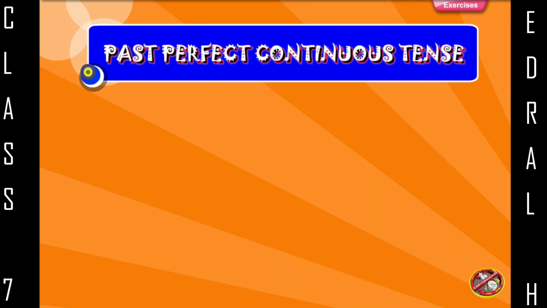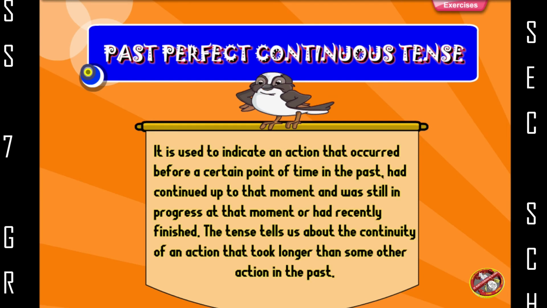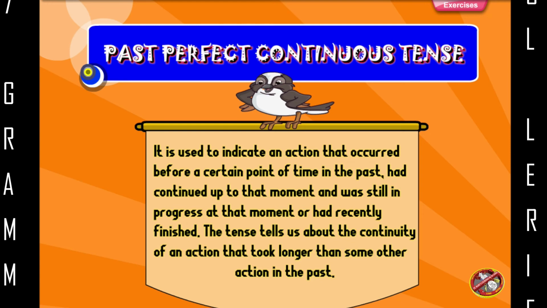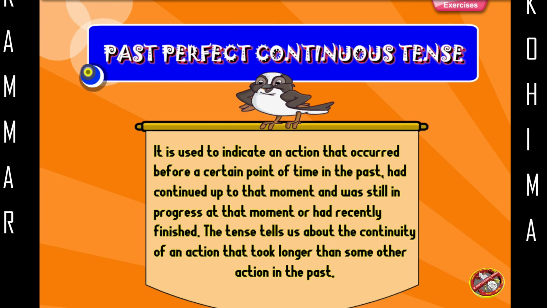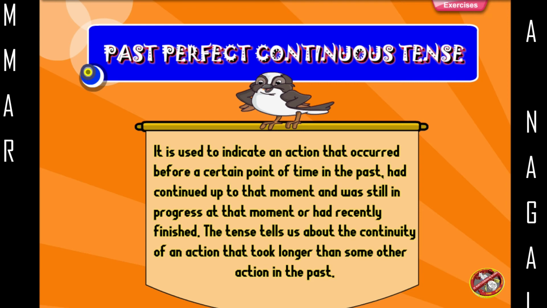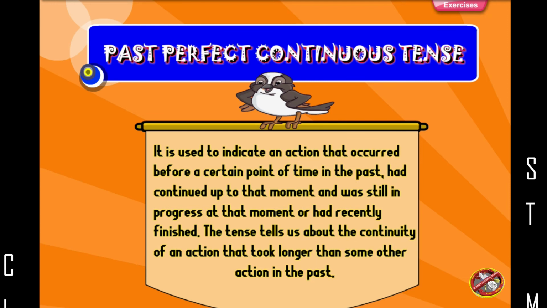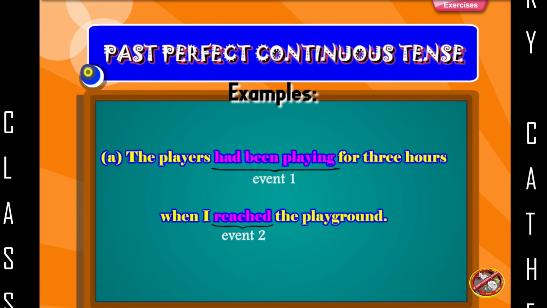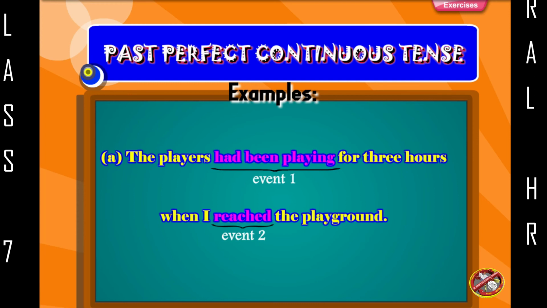Past perfect continuous tense. It is used to indicate an action that occurred before a certain point of time in the past, had continued up to that moment, and was still in progress at that moment or had recently finished. The tense tells us about the continuity of an action that took longer than some other action in the past. Examples: the players had been playing for 3 hours when I reached the playground. Had been playing, event 1.